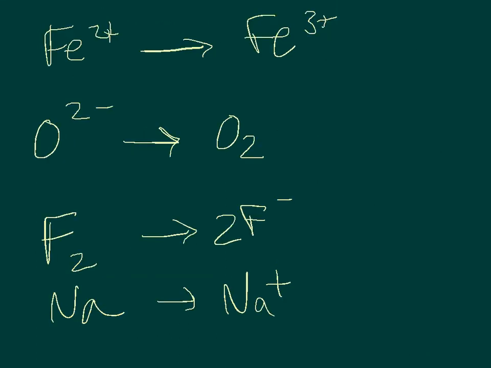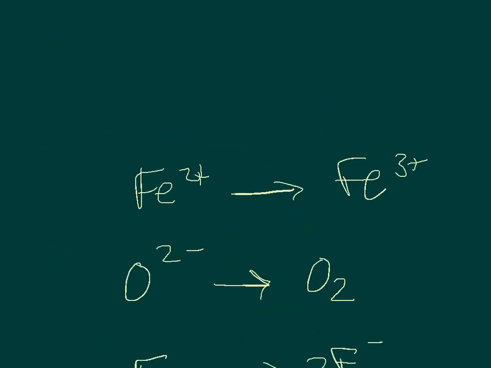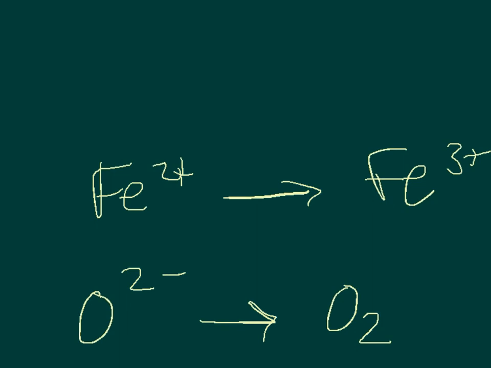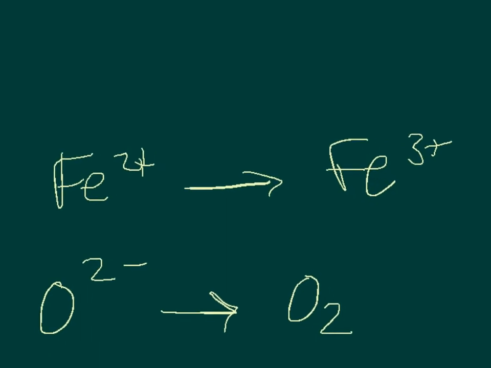So let's take a look at this. Here we have several examples of oxidation and reduction for different species. If we have, for example, Fe2+ going to Fe3+, let's take a closer look at that and figure out what's happening to the iron. The iron is going from a state of 2+ to a state of 3+. How does it do that? Well, in order to go to a more positive state, iron has to lose an electron. So it's giving up an electron.